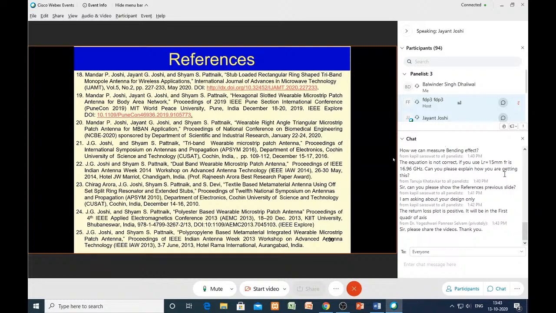On which parameters does the interdigital capacitor effect depend? It is the capacitance, number of fingers, and finger length. So the number of fingers and finger length will affect the capacitor value.